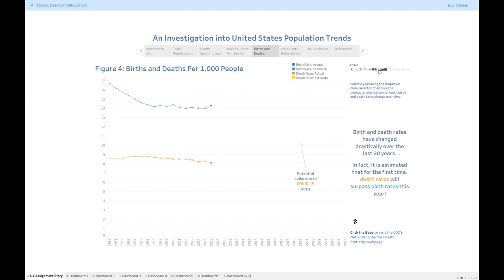Interestingly, it is estimated that for the first time, death rates will surpass birth rates this year and into 2027. Note the spike in deaths potentially associated with the COVID-19 pandemic. I suspect that the continuous, unusually high rate of deaths in 2020 and the years following it are influencing this forecast. However, I do believe that birth and death rates will equalize in my lifetime.